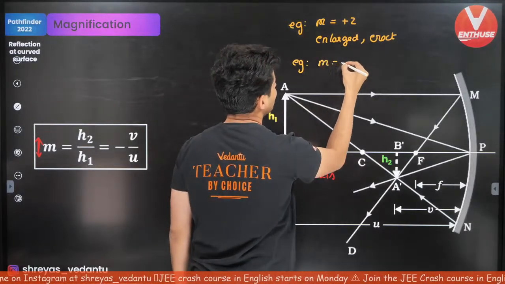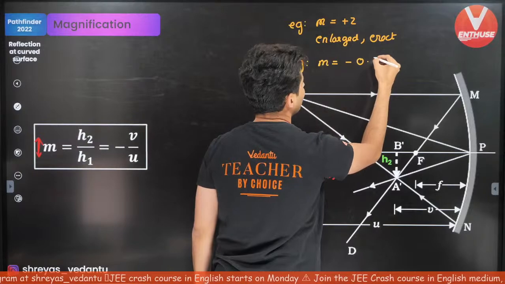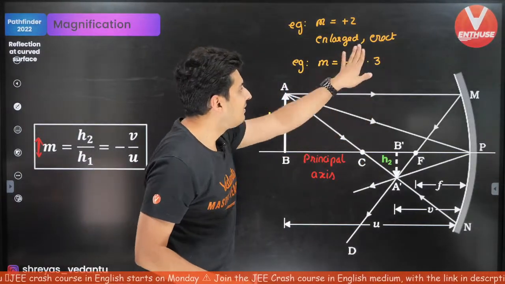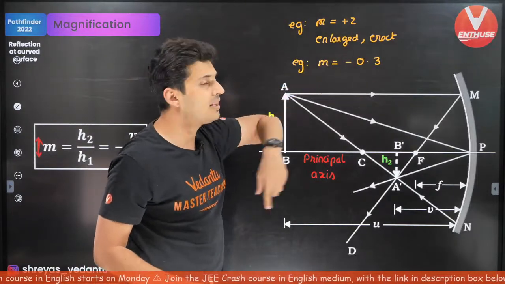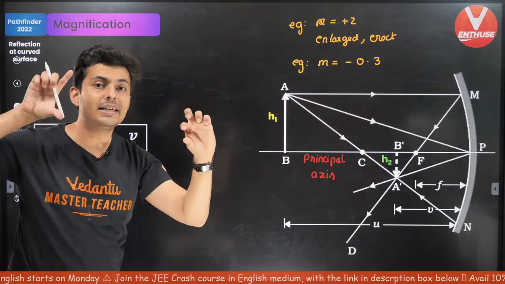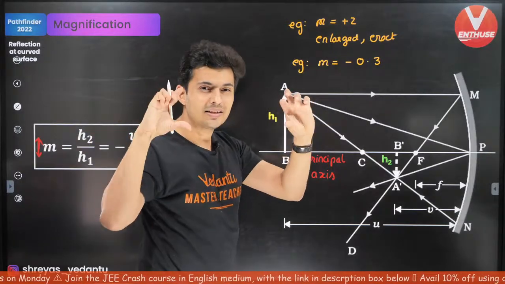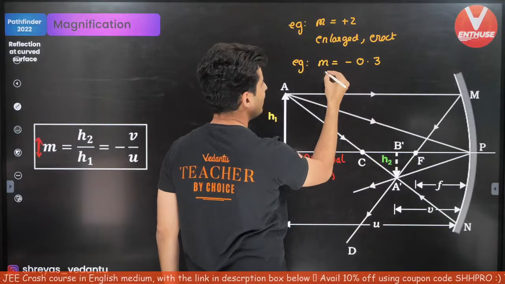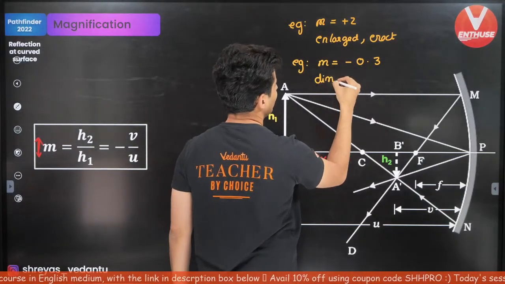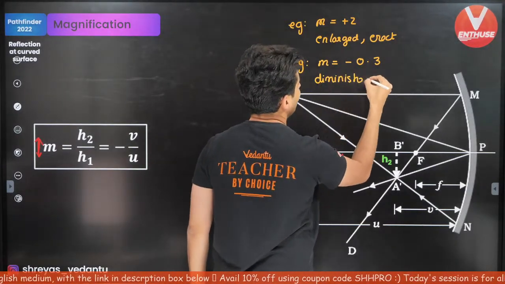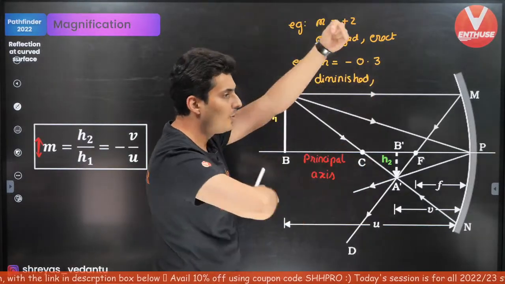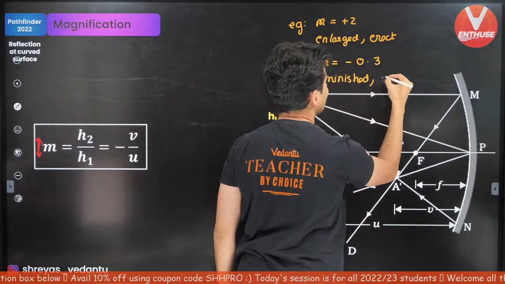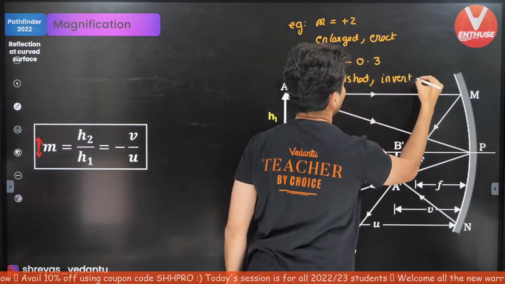Similarly, let's take another example. Let's say the magnification is -0.3. Look at the magnitude. Forget the minus sign for now. 0.3. Image is 0.3 times the object. That means it is smaller. It's less than 1. So hence the answer will be, it is diminished in nature. It is diminished, and that negative sign stands for inversion. The image and the object heights are opposite in direction, so it is basically inverted in nature.